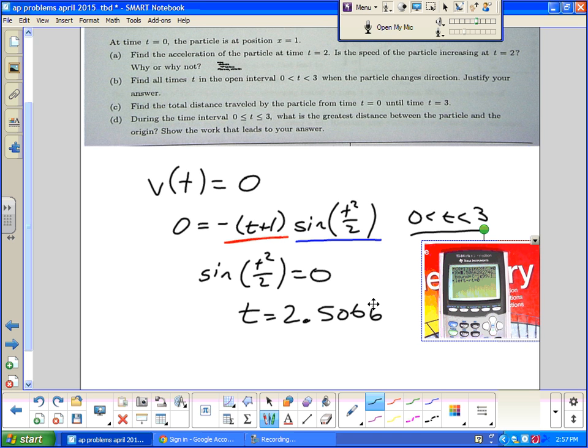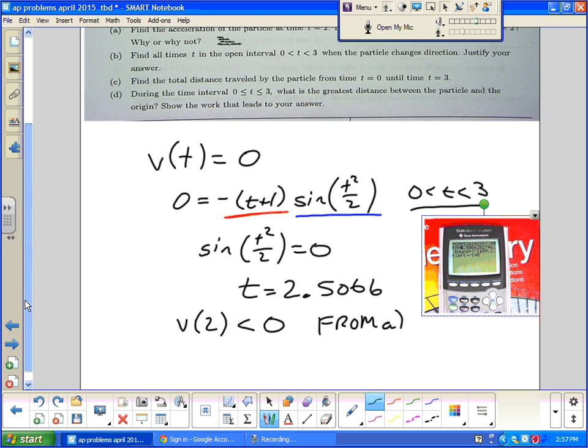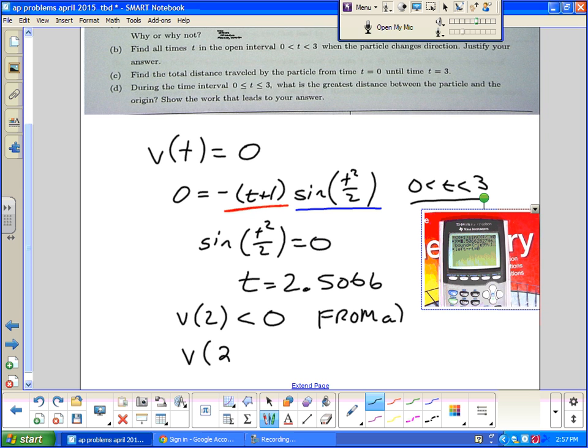And then all you got to do is show that there is a sign change. You guys agree? On the velocity. You got to show that it's either negative or positive. And think about it. Didn't we show on letter A, at time 2 it was negative? Letter A. So I could write V of 2 is less than 0. You guys agree? And I would actually write from letter A, because that's where it came from. You guys agree? And then all I have to do is I would plug in V of, say, 2.8, and I would show that that's greater than 0. Okay?